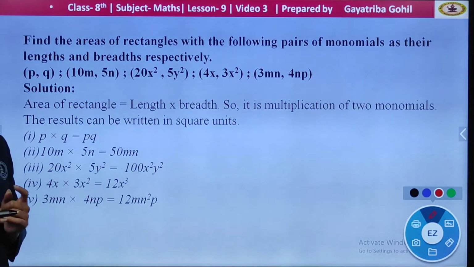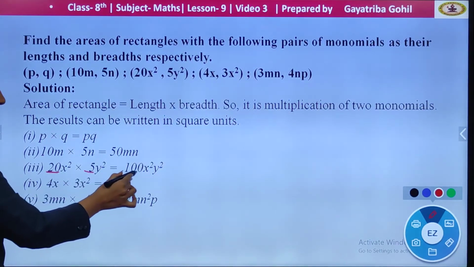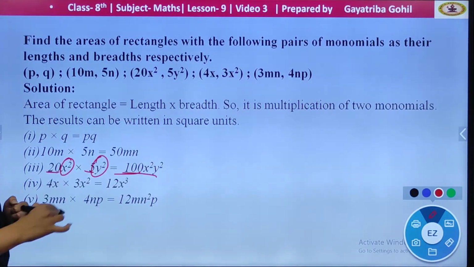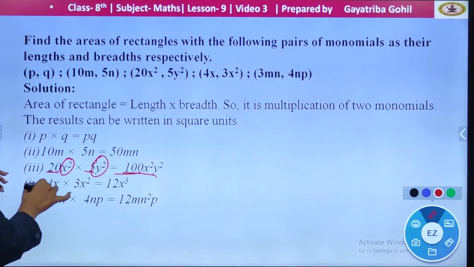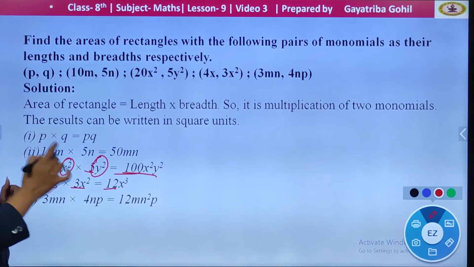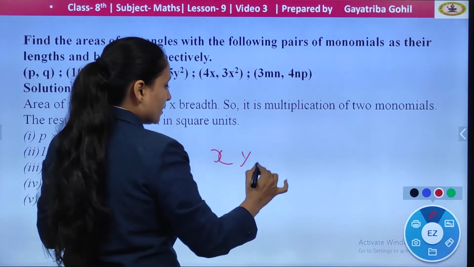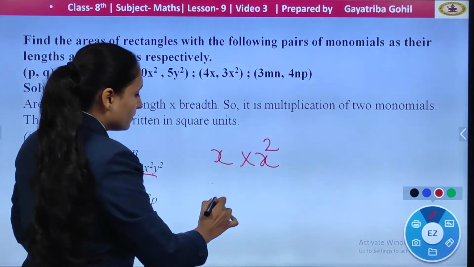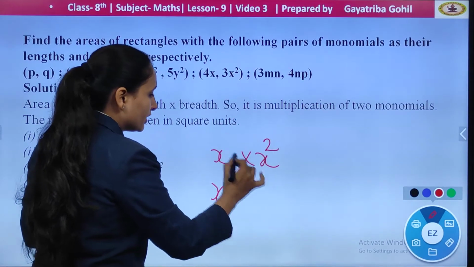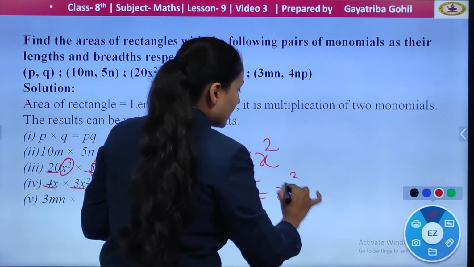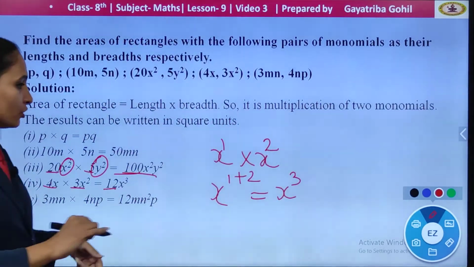20x square into 5y square. So, 20 into 5 will give me 100 and x square into y square will give me x square y square. Then x into x square will give me x cube. Like I told you, when the bases are same and the powers are different, you can add the powers. So, this will become x raised to 1 plus 2. If there is nothing, there is 1. So, this will become x cube. This is how the cube came.